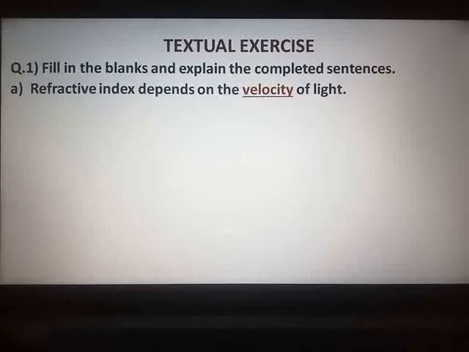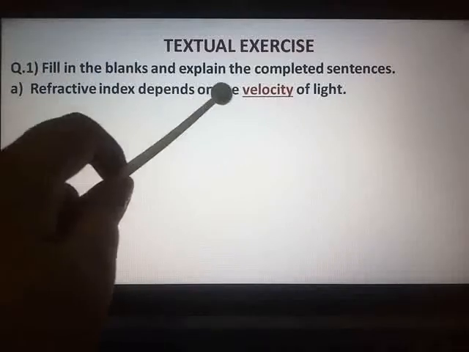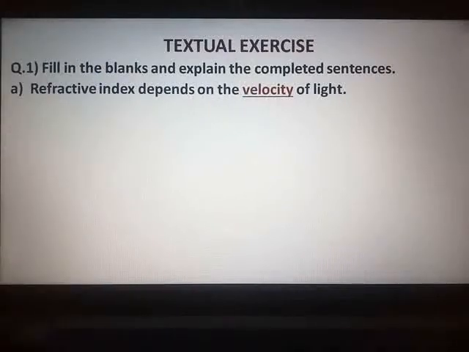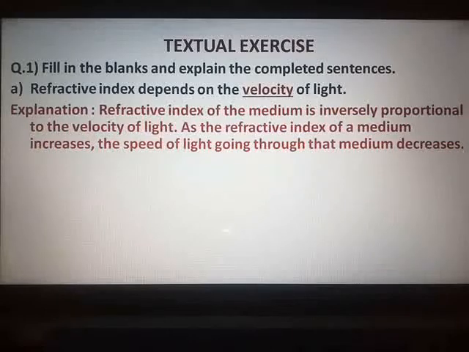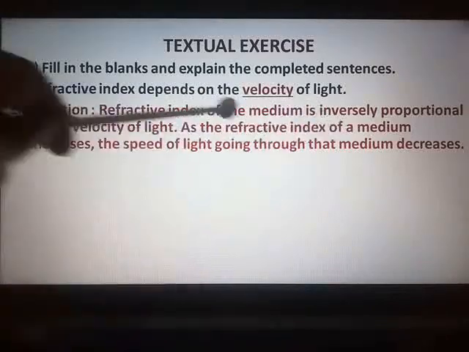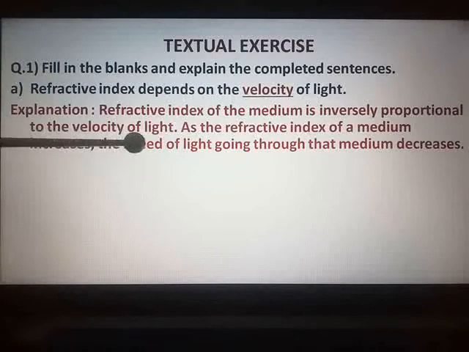Last line, you can see page number 74. The last line is given in bold black font. Refractive index depends on the velocity of light ray. What explanation can you give here? The refractive index of the medium is inversely proportional to the velocity of light. As the refractive index of a medium increases, the speed of light going through that medium decreases.